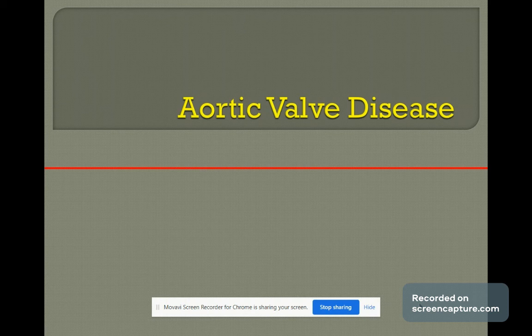So the second sound is produced by the closure of the aortic valve and the pulmonary valve. S2 means that its components are the aortic component A and the pulmonary component P, called A2 and P2. There is a small space between A2 and P2. The gap is very small, and we can appreciate it.